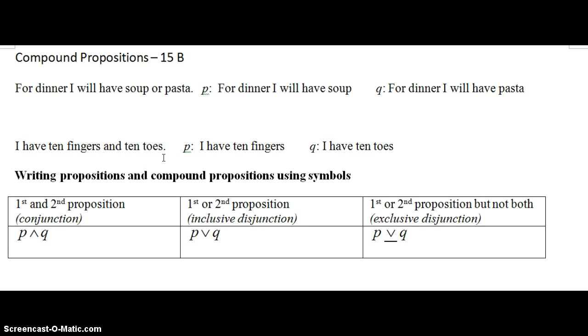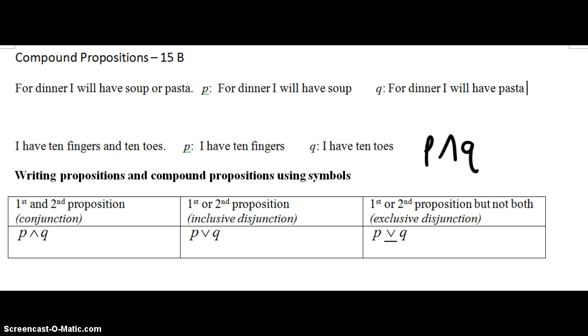Now in math, of course, we love making symbols to represent ideas so we don't have to write them out because we're lazy, is what it comes down to. So here we have the and right here. This is the symbol for and. Looks like an A without a line on it. It's also called conjunction. First and second proposition, P and Q. This could be represented with P and Q, just like that.